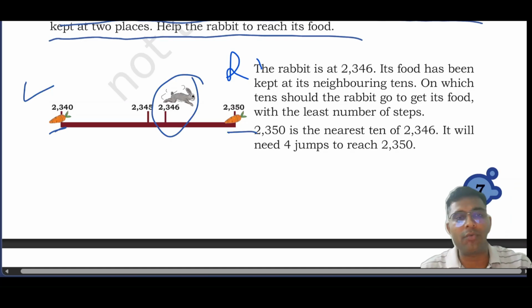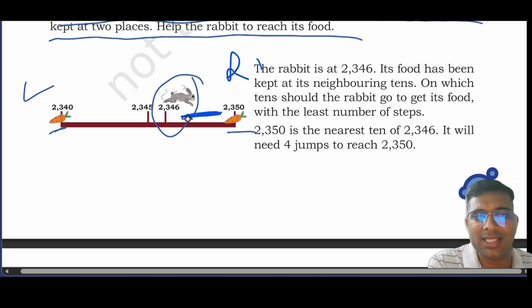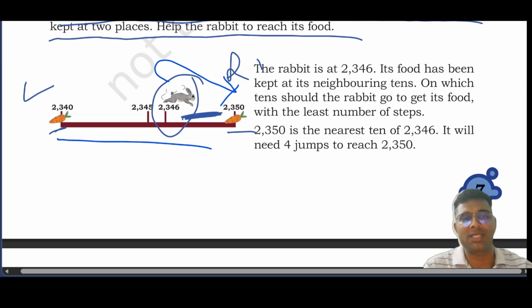So which side will he go? As you can see bachcho, this is nearest, this is near to the rabbit, so obviously he will go to the right. This situation is given in the picture, it is visualized in front of you. That's why it is easy to understand he will go to the right side.